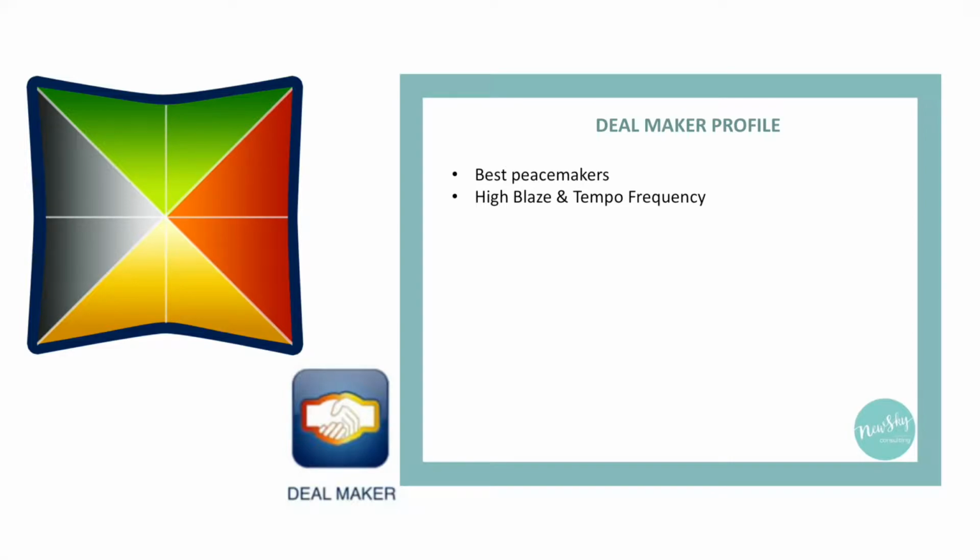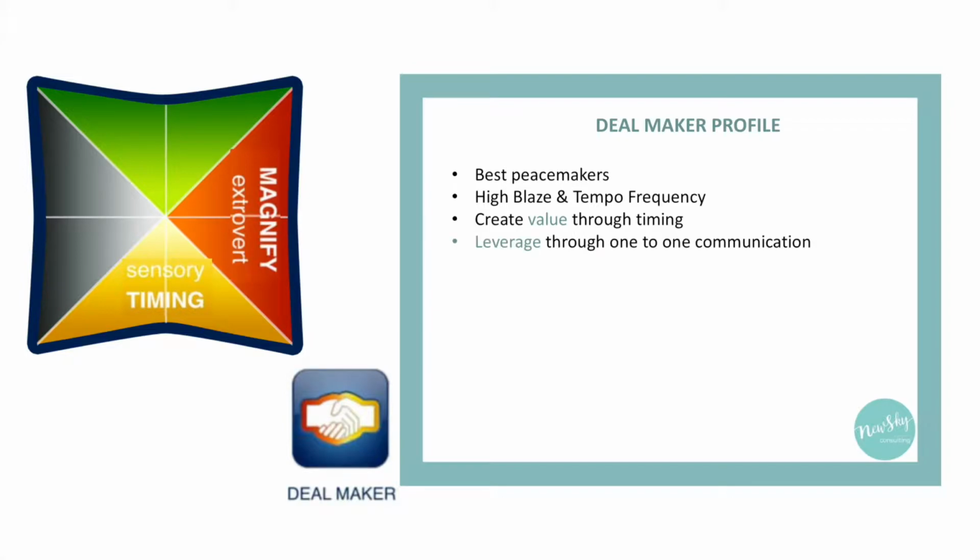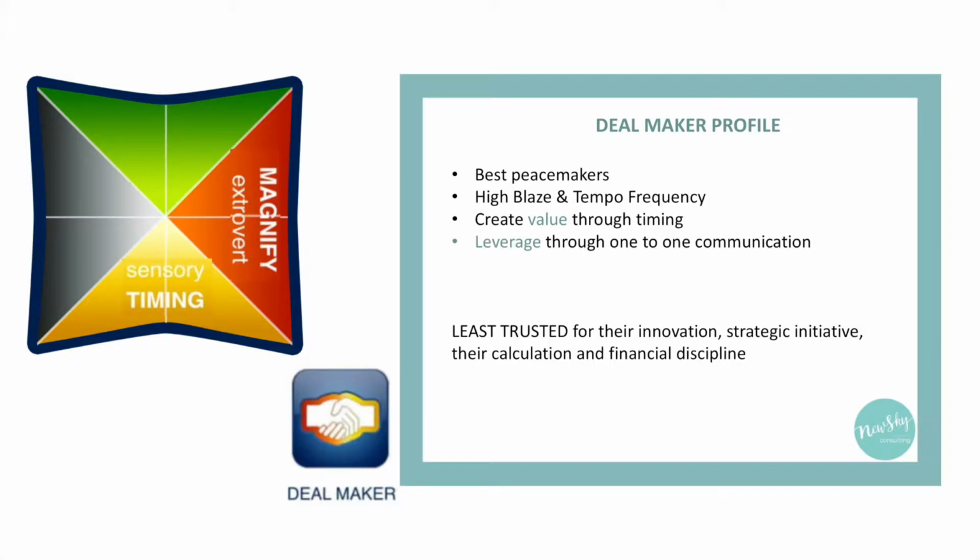They naturally create their value through timing and leverage it through one-to-one communication. When in flow, they are trusted most for their sense of timing and sensitivity and their communication and shared respect with others. They leverage through their one-to-one communication, and they're least trusted for their innovation, strategic initiative, their calculation and financial discipline.